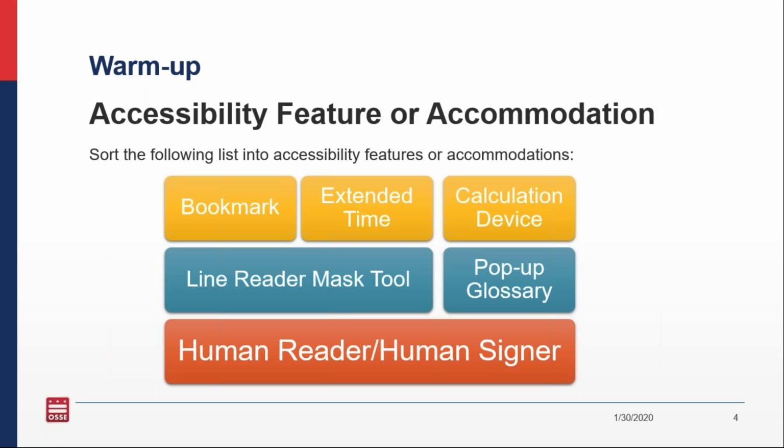All right, so before we jump into the meat of today's presentation, we're going to complete a quick activity. On screen you see a series of accommodations and accessibility features. I want you to take a brief moment to sort them into groups. Identify what the accessibility features are or what the accommodations are. I'll give you a brief moment to do so.